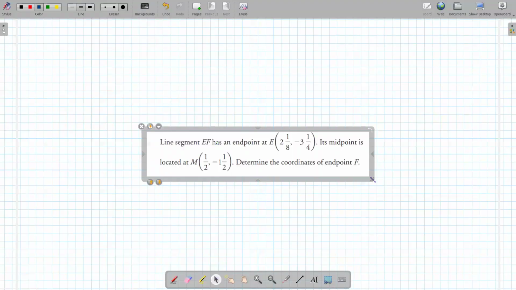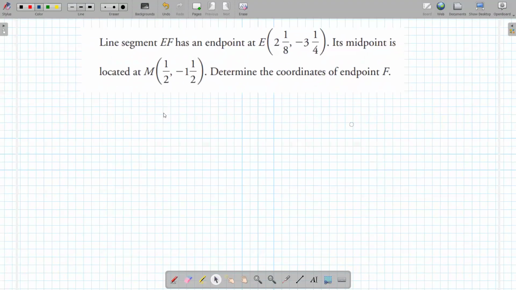What if we work backwards? This is a problem where we have to work backwards in the sense that they've already given us the midpoint, but we don't know what one of the coordinates is. So E, again, you don't have to be precise with this. We're not going to do the graphical method because we have decimals there. I don't want to bother with that.